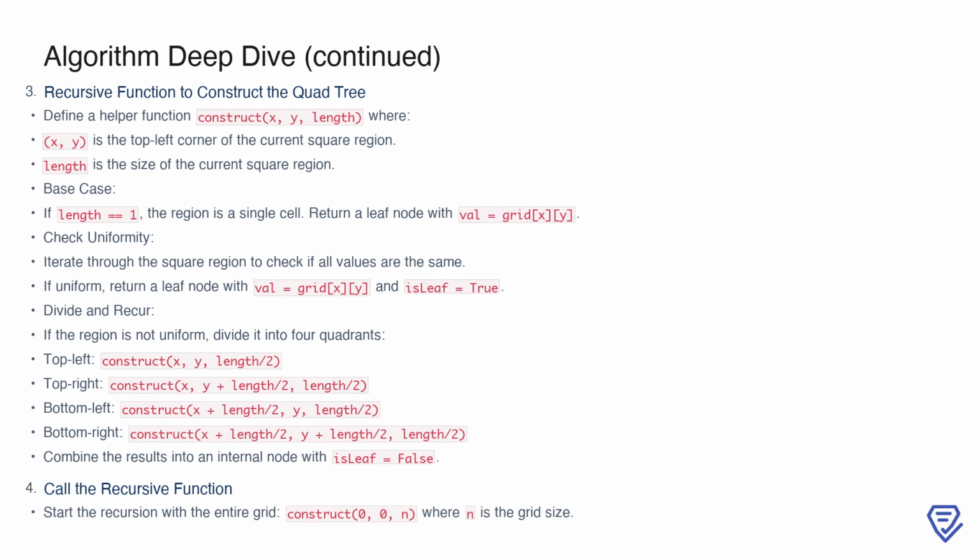However, if the region contains both zeros and ones, we divide it into 4 smaller quadrants. Each quadrant is processed recursively using the construct function, with updated coordinates and dimensions. The top left quadrant starts from x, y, the top right from x, y plus length/2, the bottom left from x plus length/2, y, and the bottom right from x plus length/2, y plus length/2. The results from these recursive calls are combined into an internal node which is not a leaf, and its child node references are set to the results of the 4 quadrants.